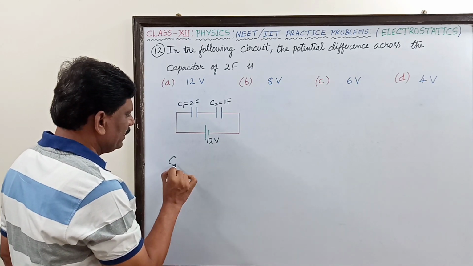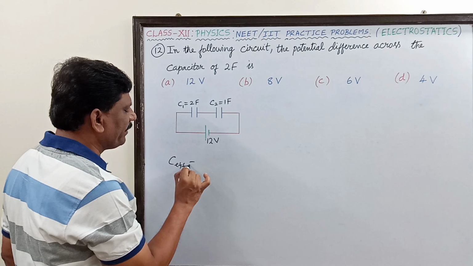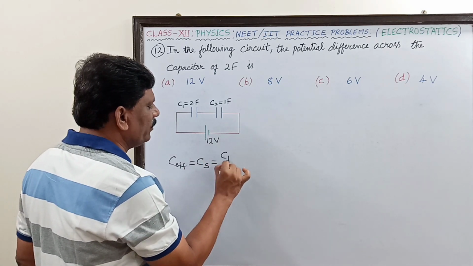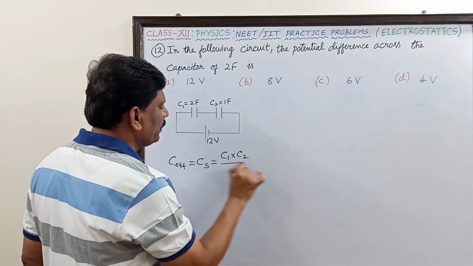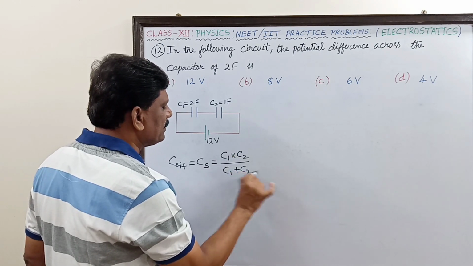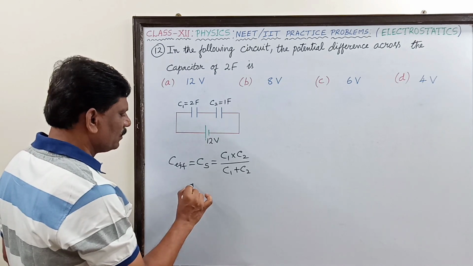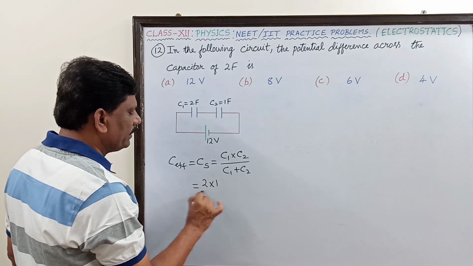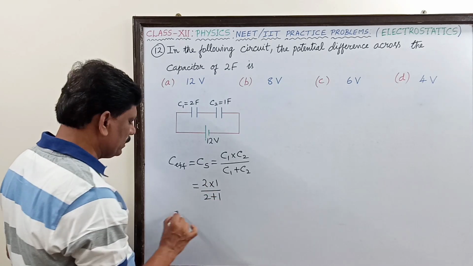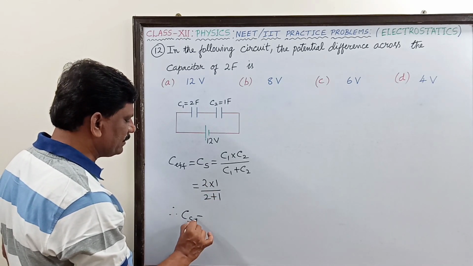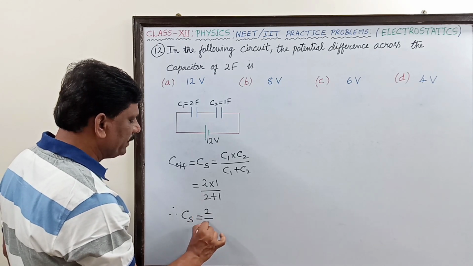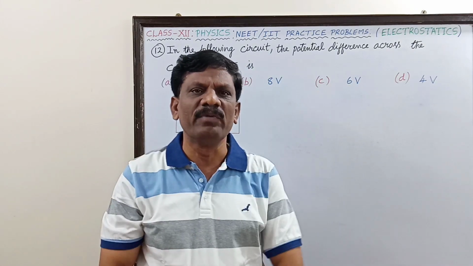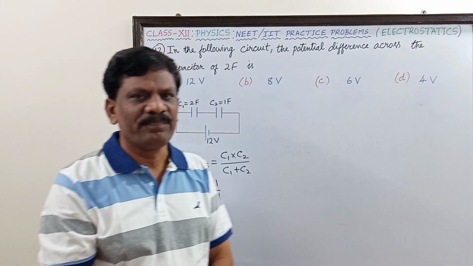Therefore, C effective is C series. So this is equal to C1 into C2 divided by C1 plus C2. So this is equal to 2 into 1 divided by 2 plus 1. Therefore, C series is equal to 2 by 3 farad. This is the first step. I hope you have understood up to this.